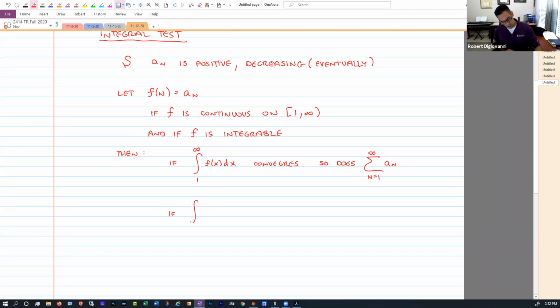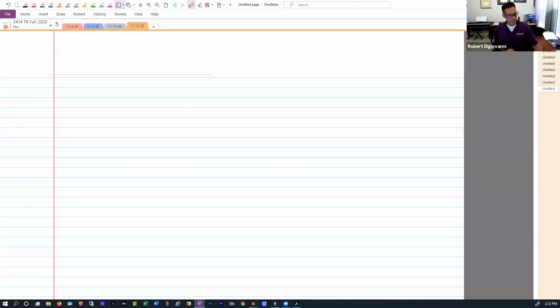If the integral diverges, so does the series. I'll try to illustrate this, okay? Don't get so worried about copying this down. You have it on your formula sheet. But let me show this to you in pictures.